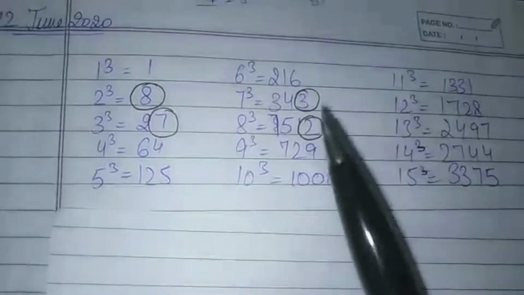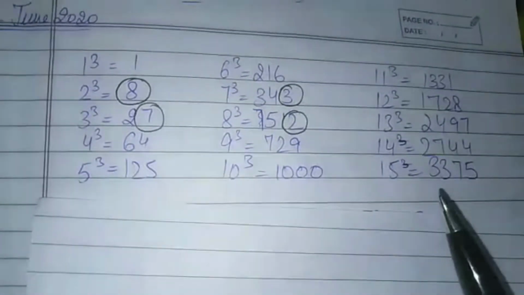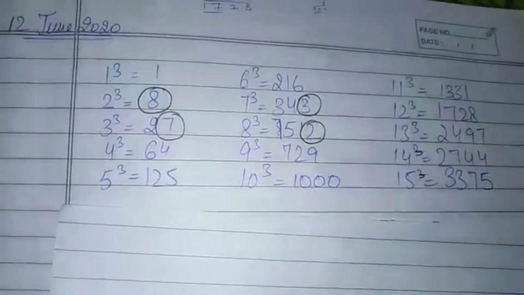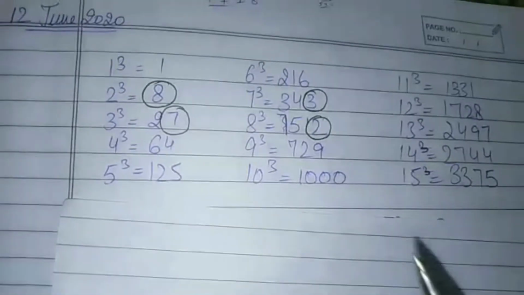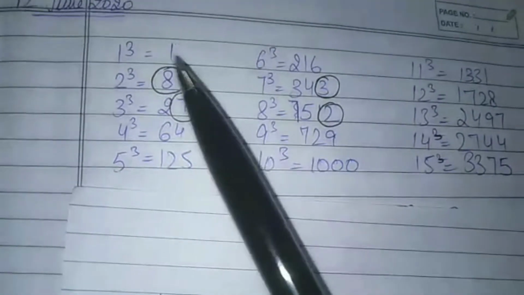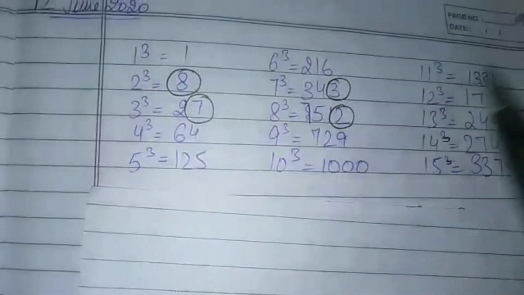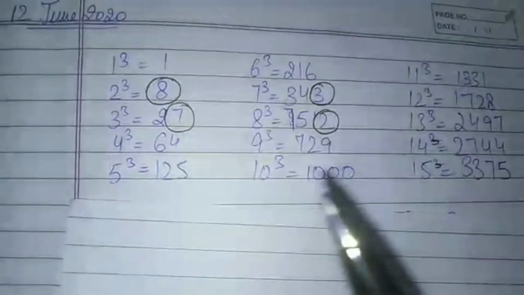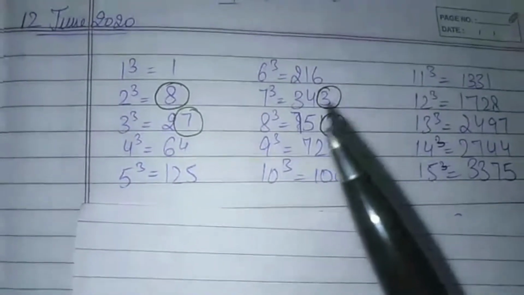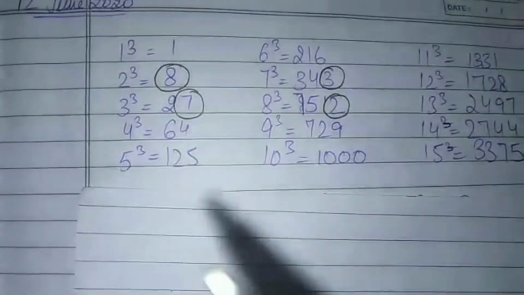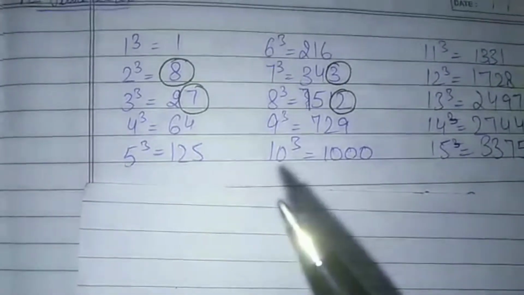So here we have cubes from 1 to 15. You have to learn them. Now leaving everything, just look at the last digit of these cubes. 1 cube ends with 1, 2 cube ends with 8, 3 cube ends with 7, and so on. Now you'll notice that 2 cube ends with 8 and 8 cube ends with 2. Similarly, 7 cube ends with 3 and 3 cube ends with 7. All the rest of the cubes end with the same digit.